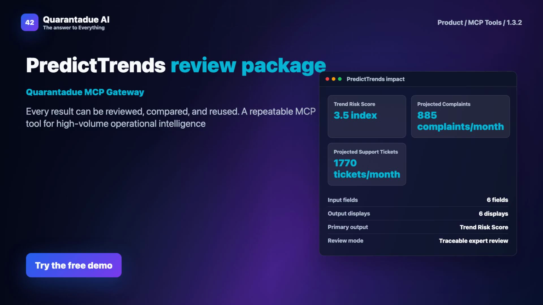The value of Predict Trends is not just automation. It is a controlled way to turn repeated product work into a documented business process with clear inputs, transparent logic, and reusable outputs.